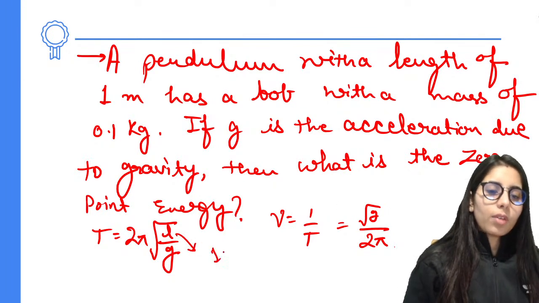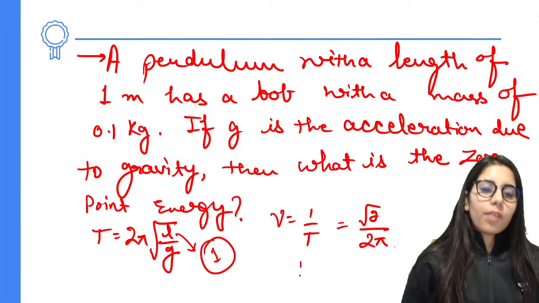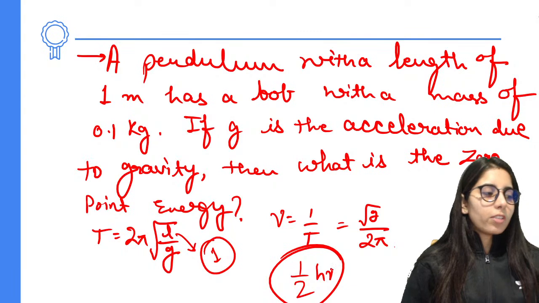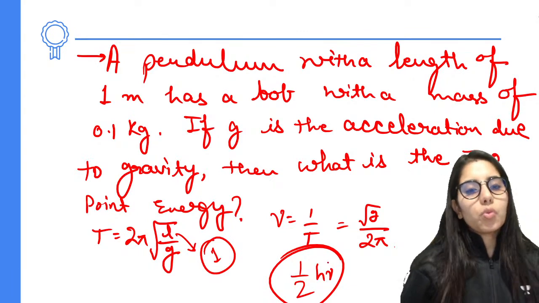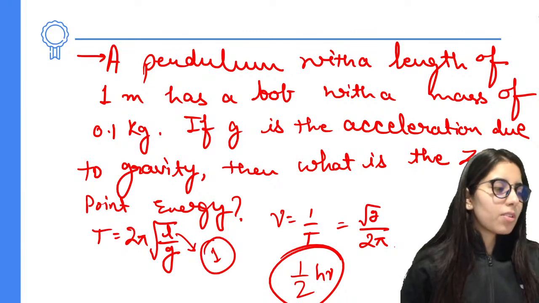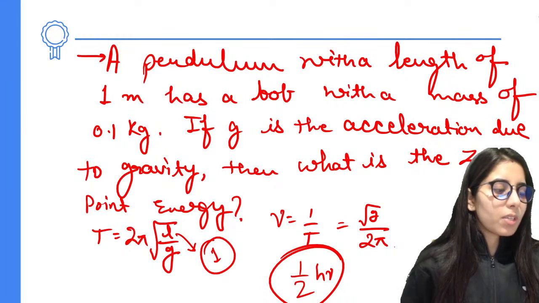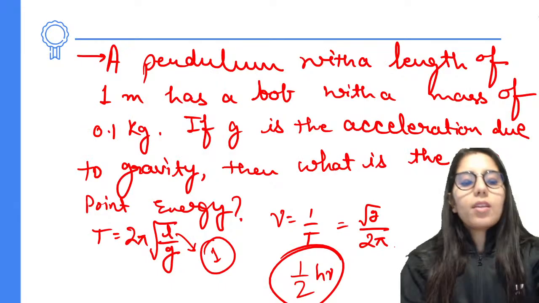Okay. Now, once you have the frequency, to find the zero point energy you have half h nu. Just find the nu value, put it here, and you will get approximately 1.65 into 10 to the power minus 34 joule. This is how you will get the answer for this type of question, and it's going to be quite simple and easy for you to work on. Tell me if anybody has any doubt, we can consider that part then. Otherwise, we will take the next question too.